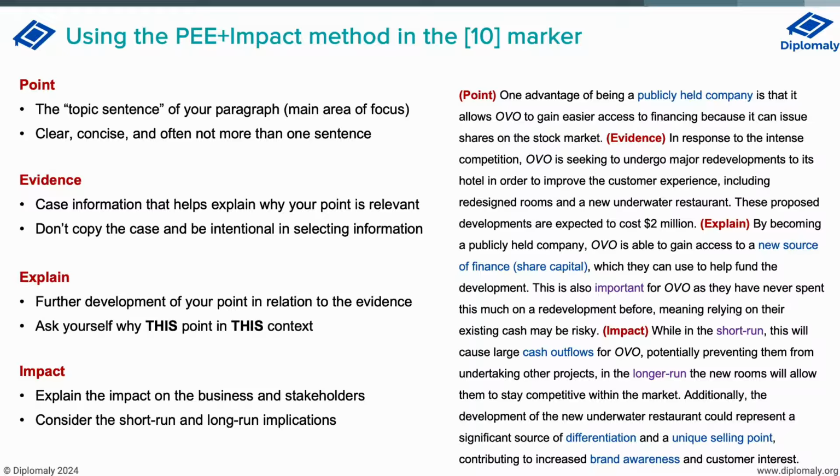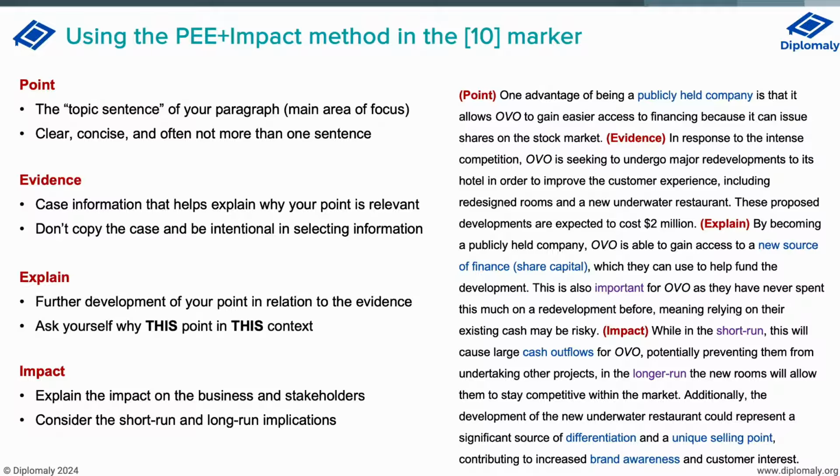Finally, on the impact, we see that the student considers the short and long run. Now, this is something that the IB refers to as evaluation skills. If you are someone who is targeting a 7 out of 10 or higher on your 10 marker, this is absolutely something that you should start to implement in your 10 marker because this is required to score at that level. If you're someone who is happy with a 6 out of 10 or below, then you don't need to worry about this evaluation point.